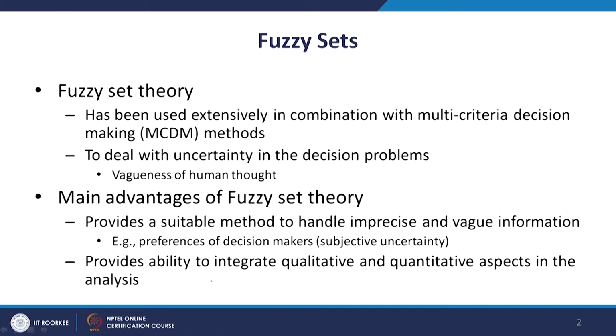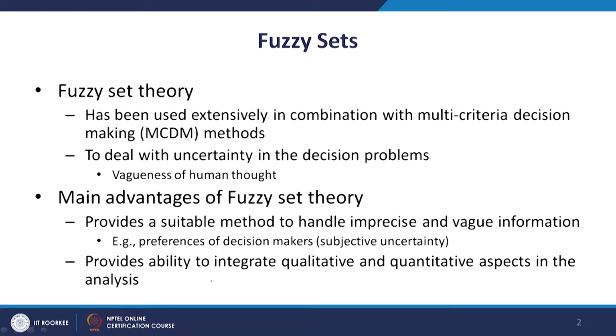The main advantages of fuzzy set theory are these two. It provides a suitable method to handle imprecise and vague information, where the exact comparison or exact subjective preferences cannot be quantified exactly. In such a scenario fuzzy set theory can be useful. As you can see in the slide, preferences of a decision maker are one example where subjective uncertainty is involved, so fuzzy set theory could be a suitable method to handle this impreciseness.